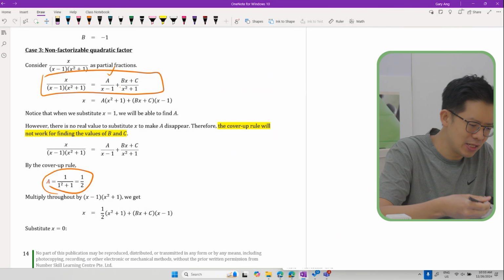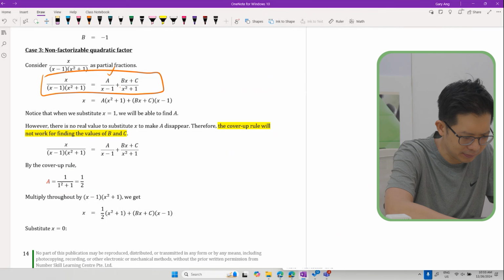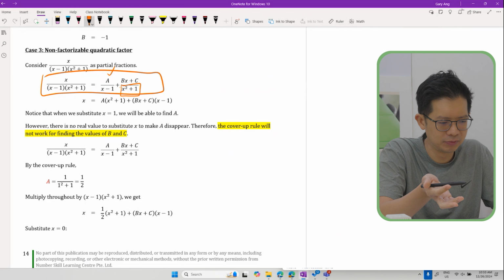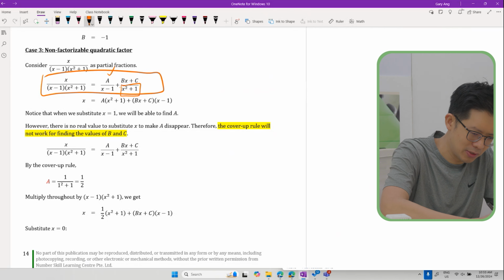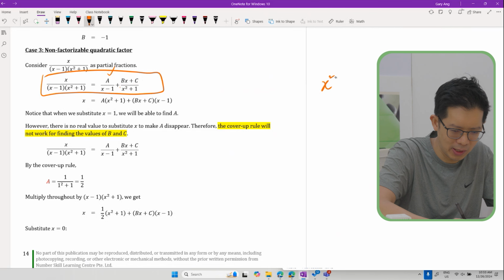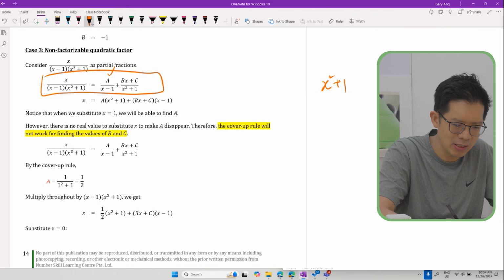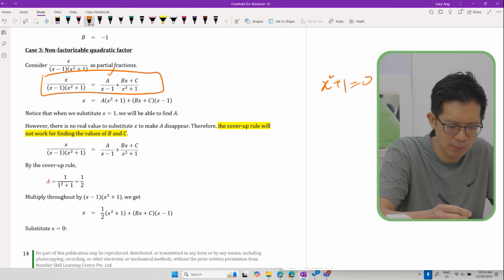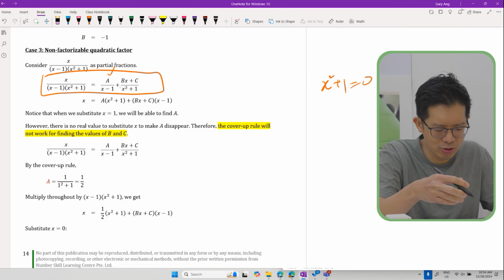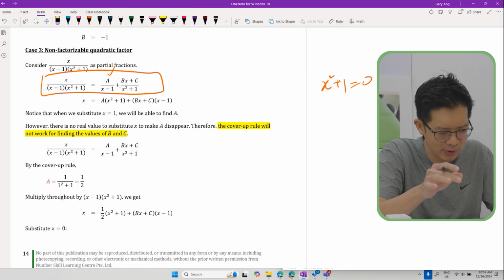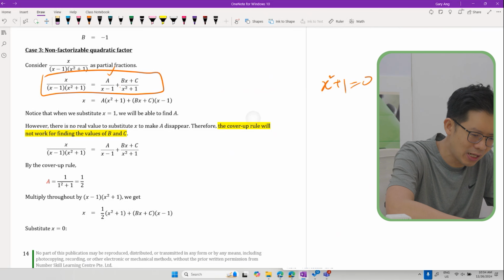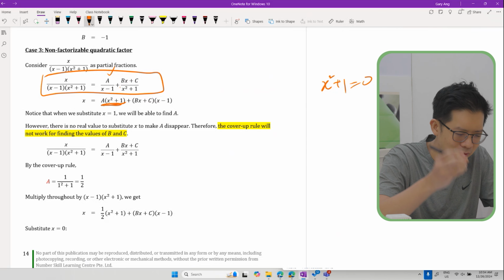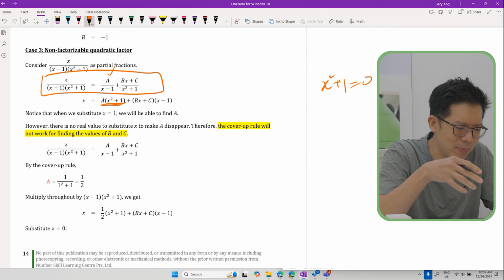If you think about the reasoning, it's not that difficult because there is no value you can substitute in to make this into a 0. You can try, how to make this into 0? You can't. I mean, that's the whole idea of it being not factorizable. There's no way it can become 0. So you can put in x equal 1 to try, no, x equal minus 1 to try, this just doesn't work. So in other words, if you can't make this into 0, then you can't get rid of a. And if you can't get rid of a, you don't have the shortcut to help find b or c.